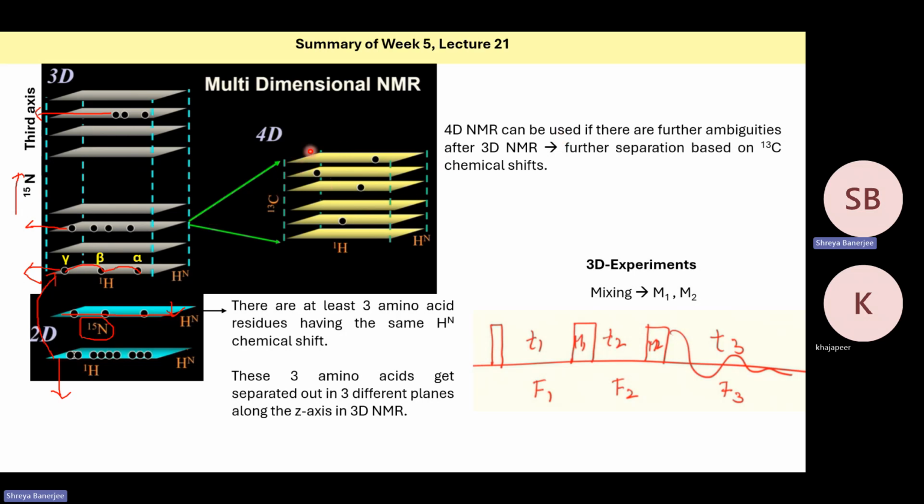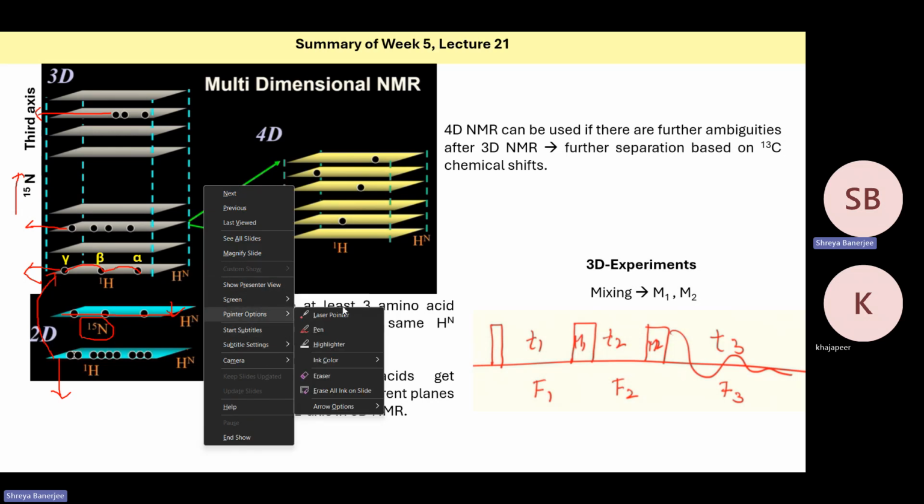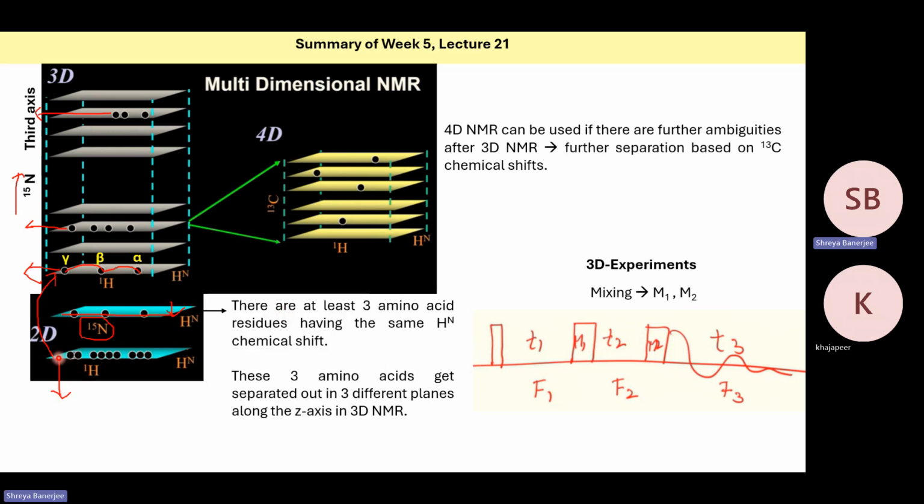Now, 4 dimensions, obviously, you can't visualize on a slide. But if you think about it, what is the third dimension doing? If you imagine this 2D here, what happened here is that all the amino acids are together. But when you have 3D, each amino acid separates out into 3 different planes. So this is amino acid 1, this is amino acid 2, this is amino acid 3. So different amino acids come in different planes.